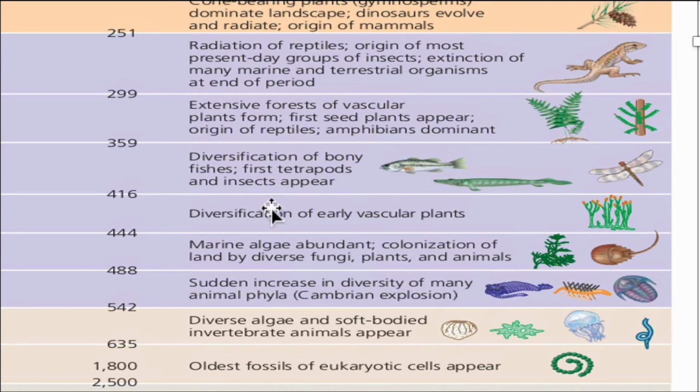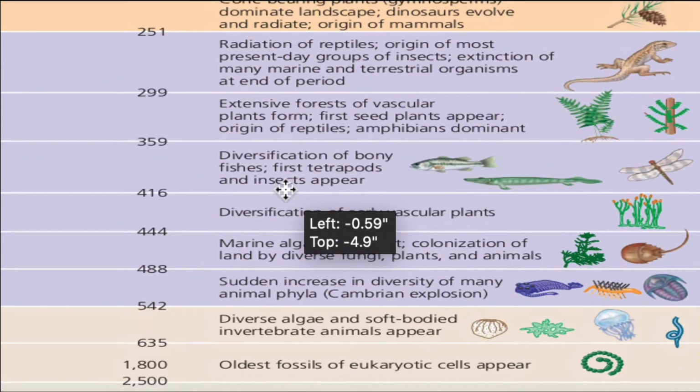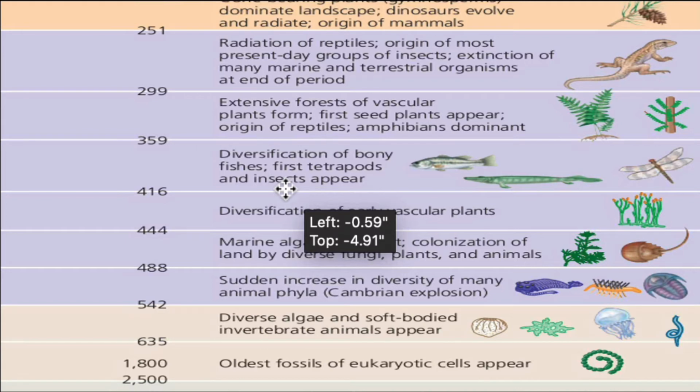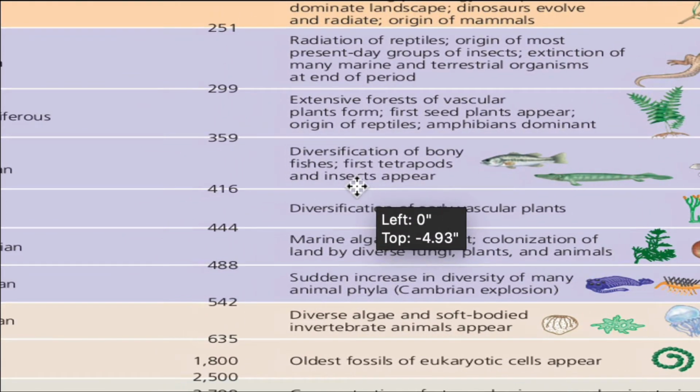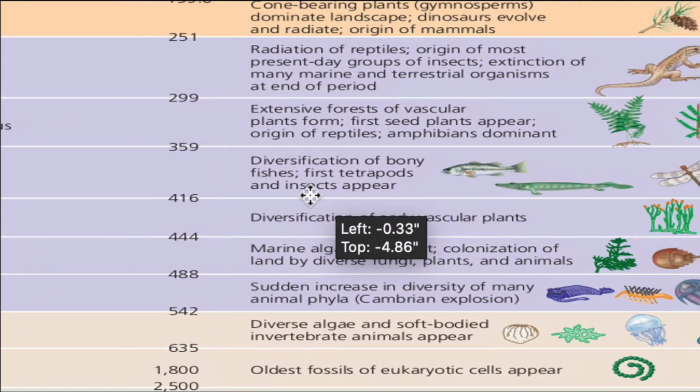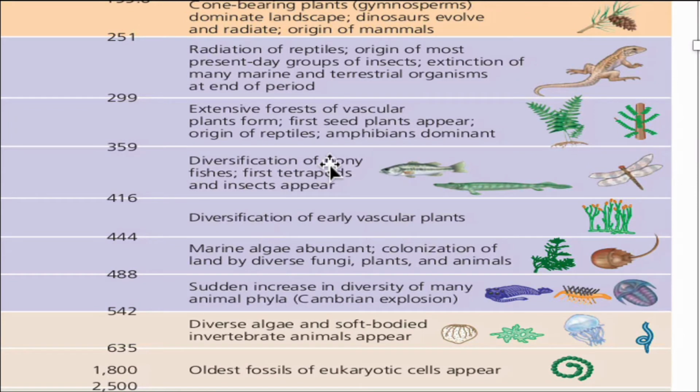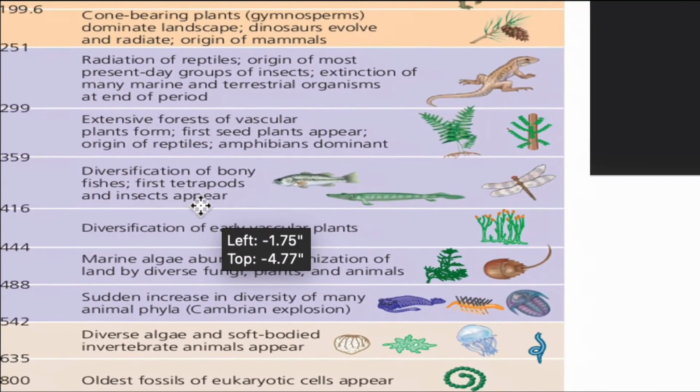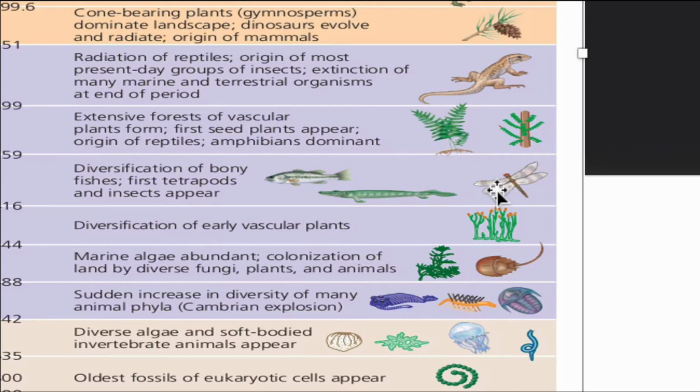About 359 million years ago, during the Devonian period, a lot of fish start to proliferate. These are bony fish. The first tetrapods and insects also appear at the same period during the Devonian. So what are we saying now? Now we're saying that there's some life on the terrestrial as well. In other words, things are starting to move onto the land.